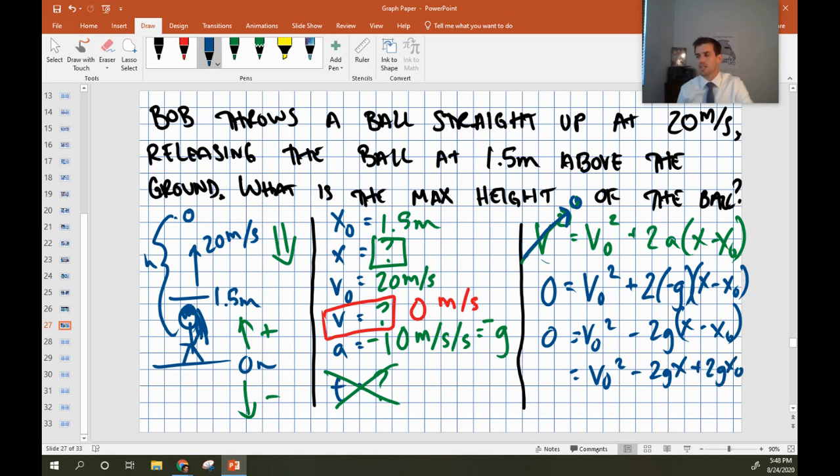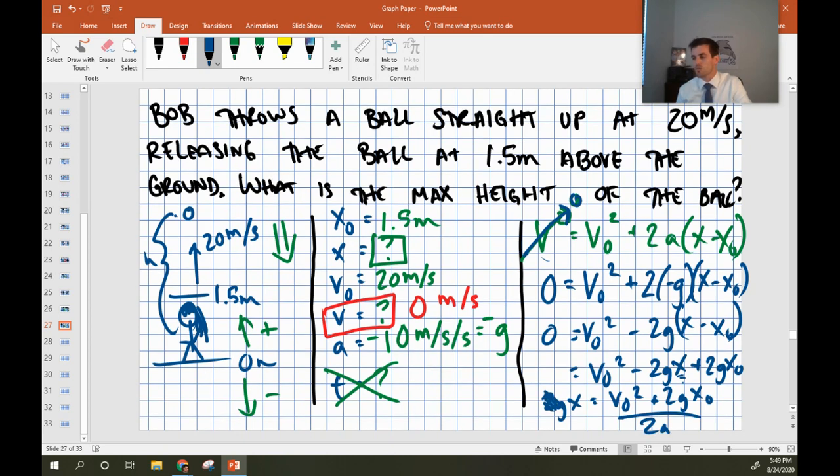I can move everything that doesn't have the variable we care about over to the other side. So that becomes, actually, I'll just add this to both sides. So it becomes 2gx equals v naught squared plus 2gx naught. I can divide both sides by 2g. And now I can plug in numbers, and I apologize, I'm kind of running out of space here. It's getting a little bit ugly. So I'm going to plug in the numbers now that I have everything else there.